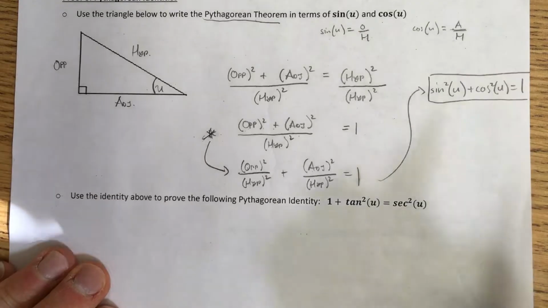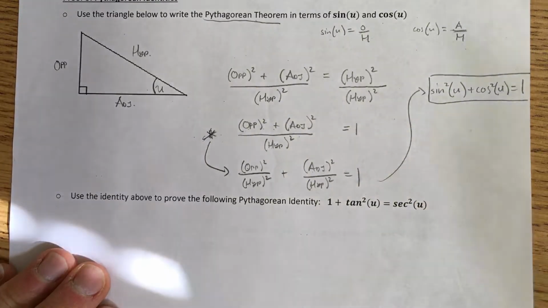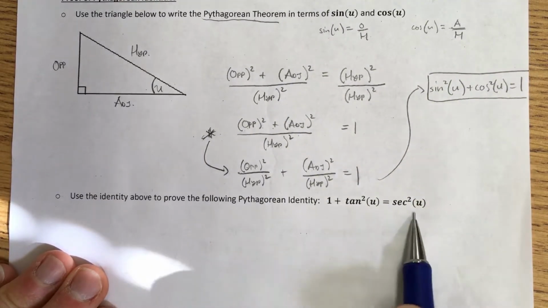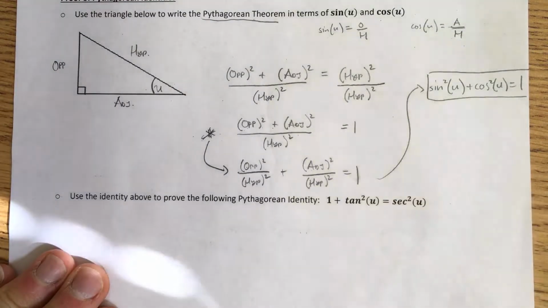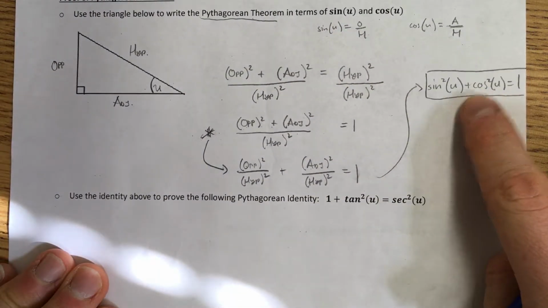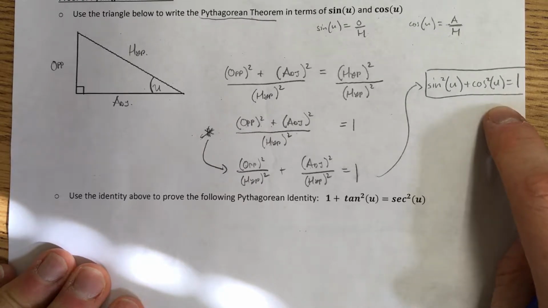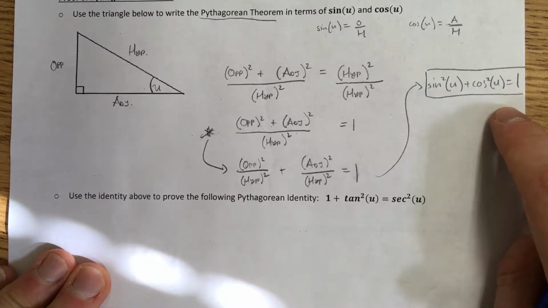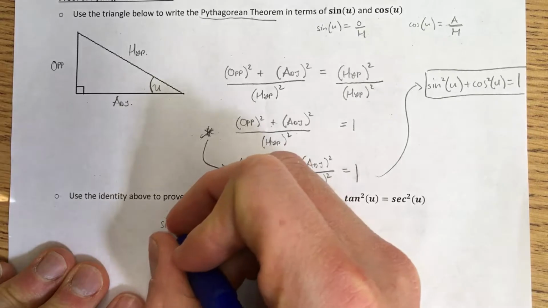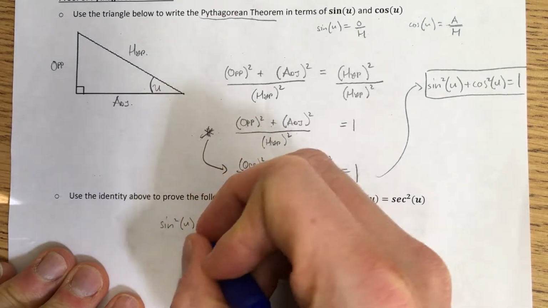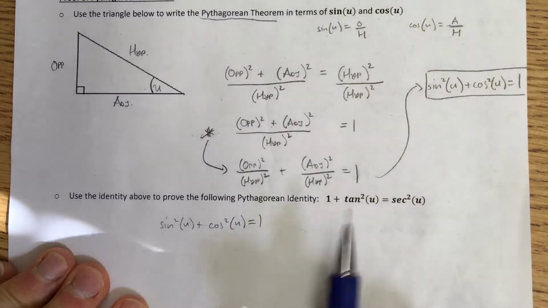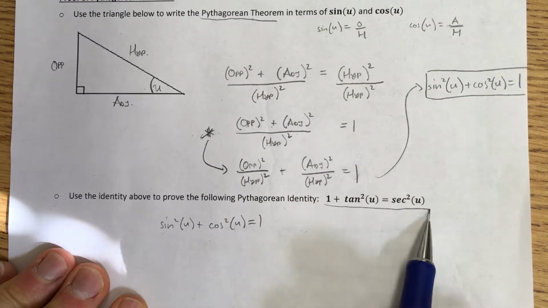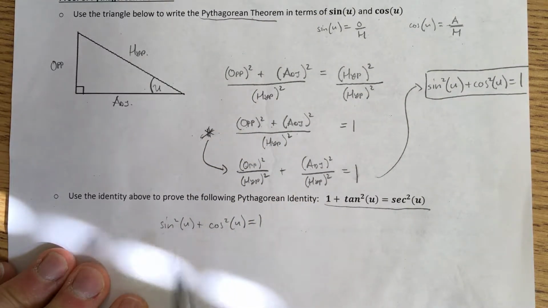We ended the last video proving this. Now we're going to use this to actually prove this guy. So I'm going to write this down. I'm going to use this here, sine squared plus cosine squared equals 1, because it's going to be really beneficial moving forward, especially as you prepare for your assessment over this. But we can prove this identity here from this.